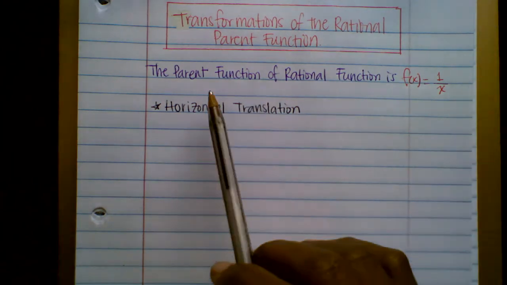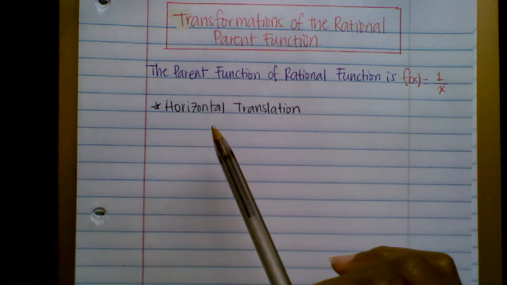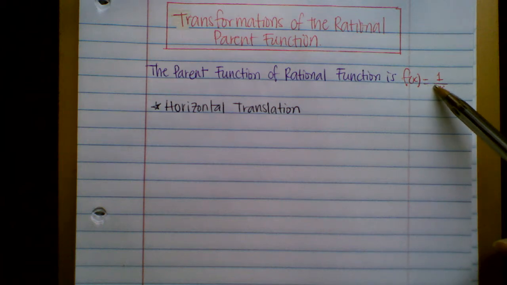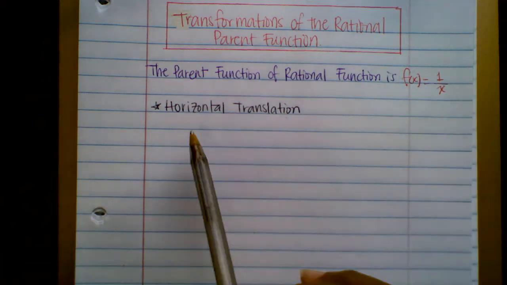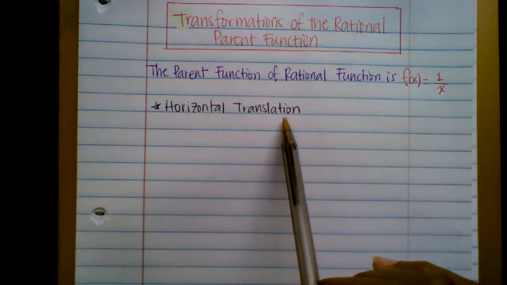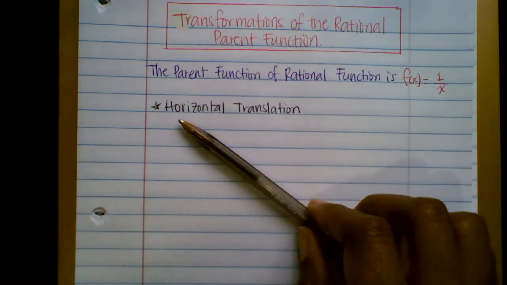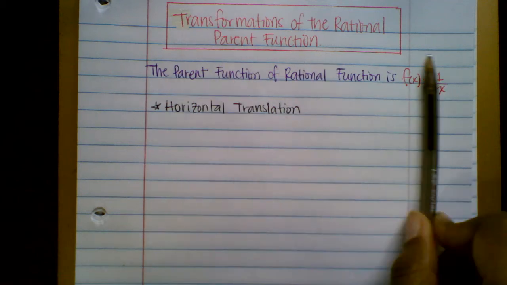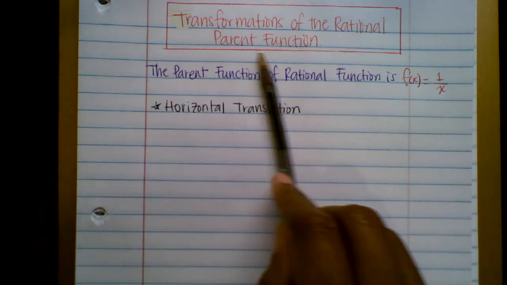In this video, I am going to show you how to describe the transformation from the rational parent function. The first transformation you're going to learn today is the horizontal translation. Basically, the parent function has been moved horizontally, either to the left or to the right. That's what we call horizontal, the horizon.